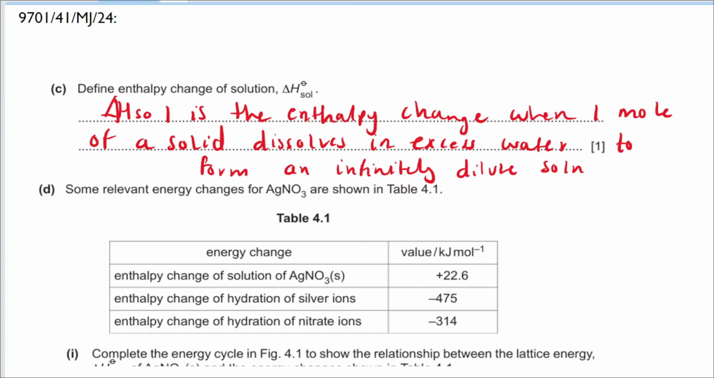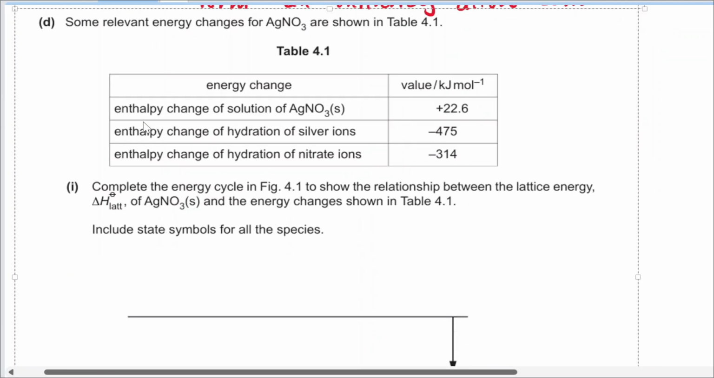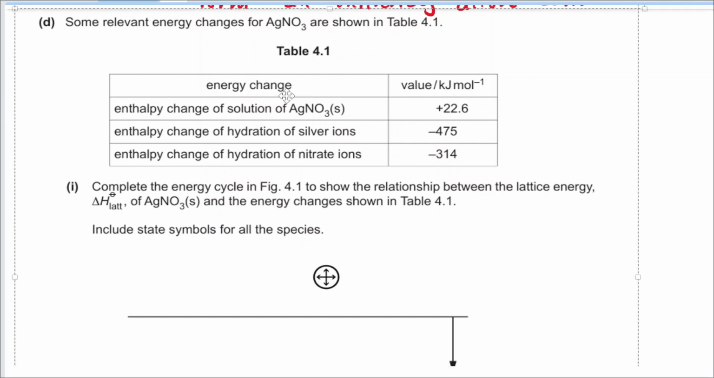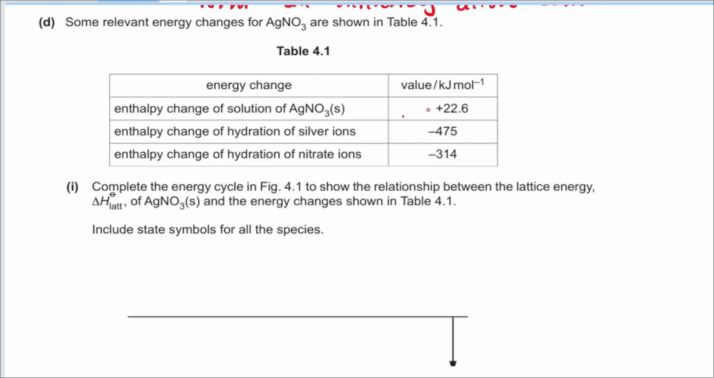Right? Okay, let's continue. Now, the next thing here is that we are given some energy changes for silver nitrate as shown in table 4.1. The first thing that we've been given is the enthalpy change of solution, then hydration of silver ions and hydration of nitrate ions. Remember, AgNO3 contains two different ions, right? There is Ag and there is NO3. So both of them have different enthalpies for hydration.